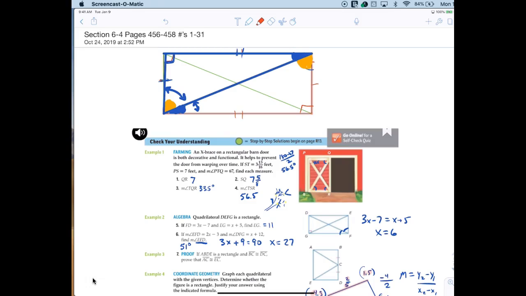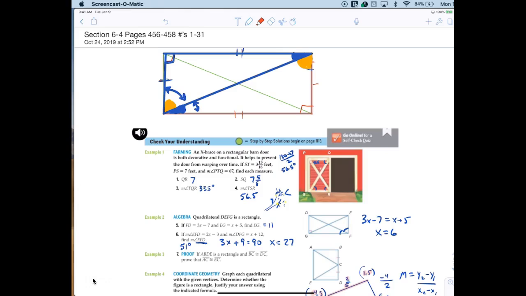What differentiates a rectangle from a parallelogram? Now, you should say, well, the angles have to be 90 degrees. But I'm not talking about an angle. I'm talking about a what? A distance. So come on now.